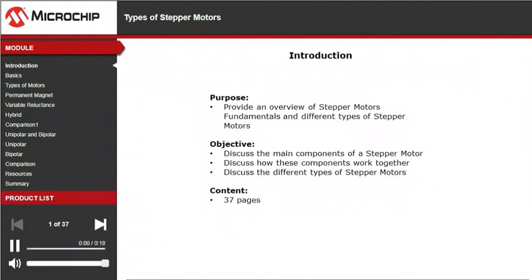Welcome to the Microchip Stepper Motor Fundamentals Types of Stepper Motors Training Module. This module will discuss the main components of a stepper motor and how these components work together to actually turn the rotor. Also, 3 types of stepping motors as well as 2 subcategories will be explored.